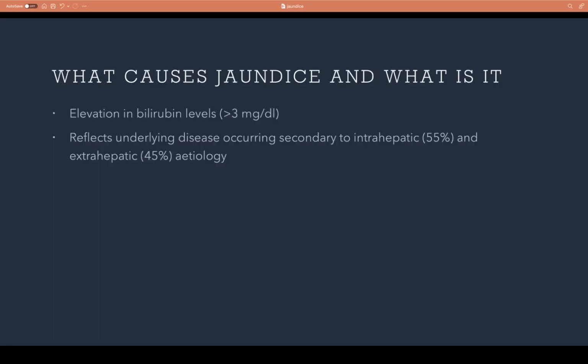So, what causes jaundice and what is it? Well, jaundice is the yellowish discoloration of the skin, and really it's an elevation in the bilirubin levels, more than 3, to be exact. And these deposit in our skin and give off that yellow color. And the thing is, it reflects underlying diseases that could be secondary to whether that's intrahepatic, or inside our liver, or outside, extrahepatic. And the causes are relatively quite equal.